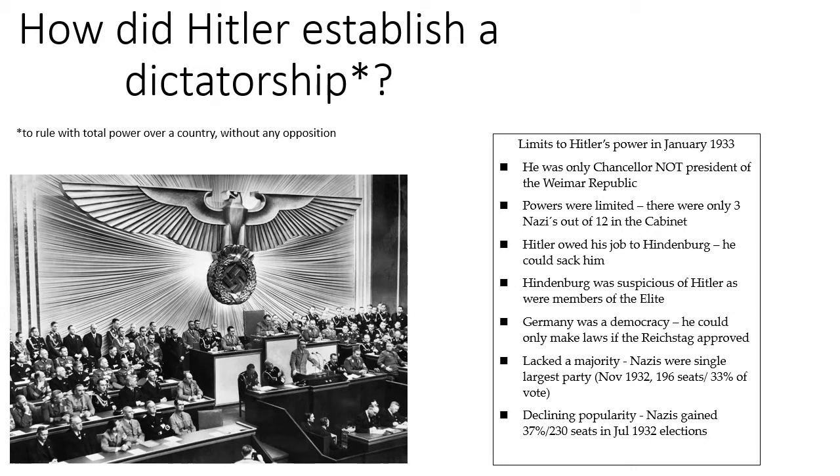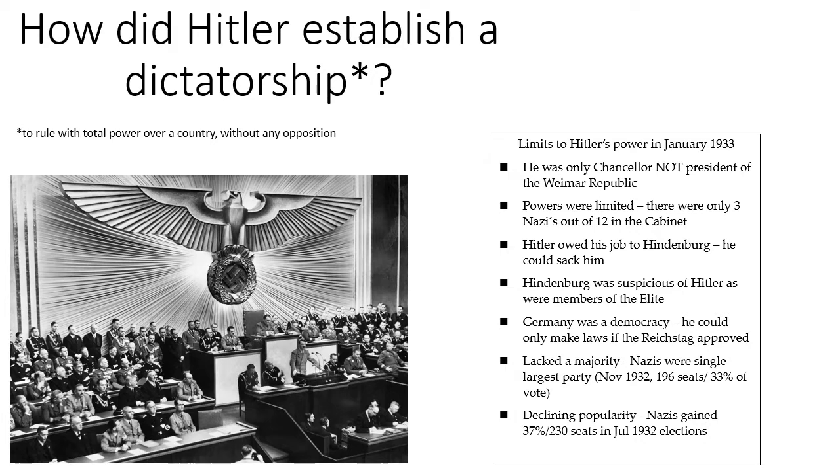And Germany was a democracy. He could only make laws if the Reichstag approved. So the Nazis could come up with ideas, but they would have to go to a vote in the Reichstag, and he would need majority support. And he lacked a majority. The Nazis were the single largest party. They had 196 seats, but that was only 33% of the vote, so they were in a minority. And Hitler knew that the Nazi movement was declining. The Nazis gained 37% or 230 seats in the July 1932 elections, so they were on a downward trend.